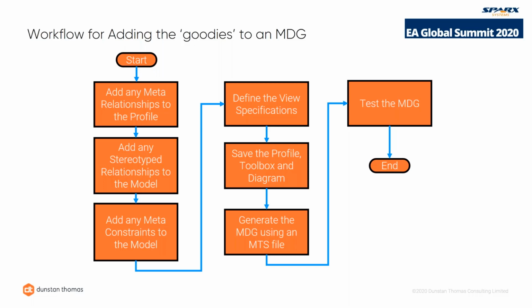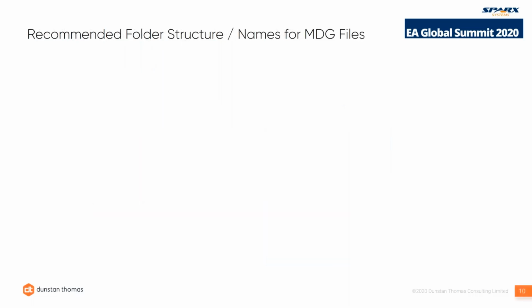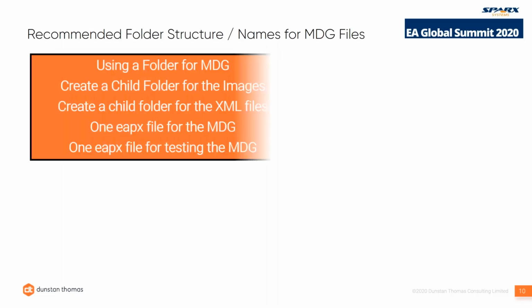But one thing I found over the years and experience is how you structure all the files that you're going to create. In the workflow, you've seen profile, toolbox, diagram, MTS, MDG. That's at least 5 files. Typically, you have many more. So here is a recommended structure. This is the structure I use, and I find it works for me, keeps me nice and organized.